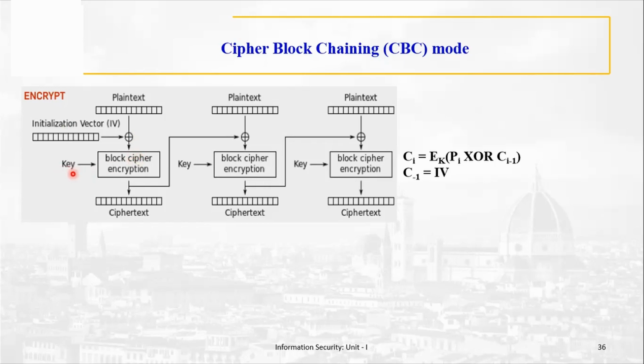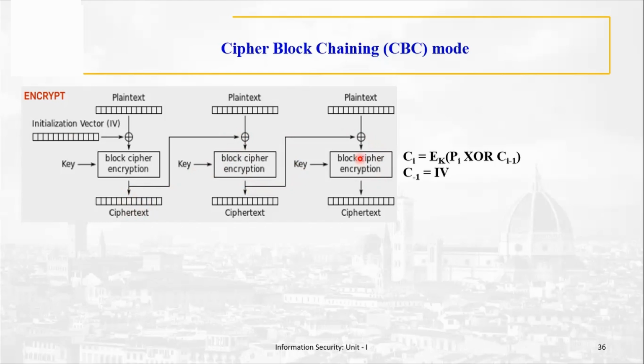Now you are using the same key here. This is the solution to the problem that we have seen in the earlier method. This ciphertext will be the initialization vector for the next block. So instead of XORing it with the initialization vector, you are XORing it with the ciphertext from the earlier block. And this chaining is performed until you get the last block.